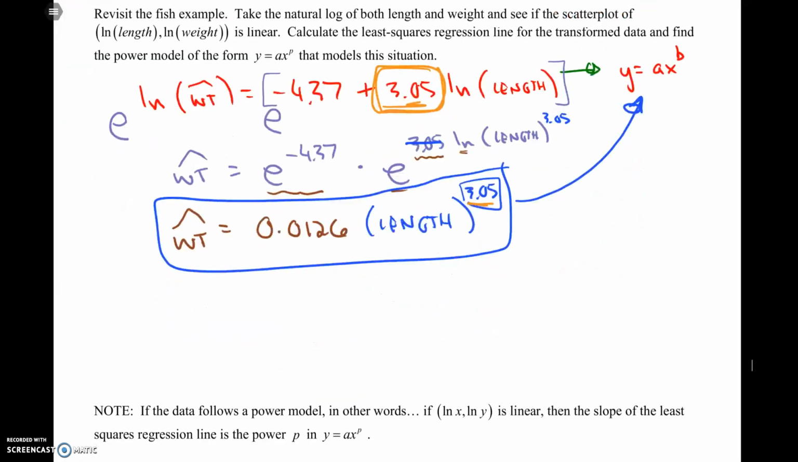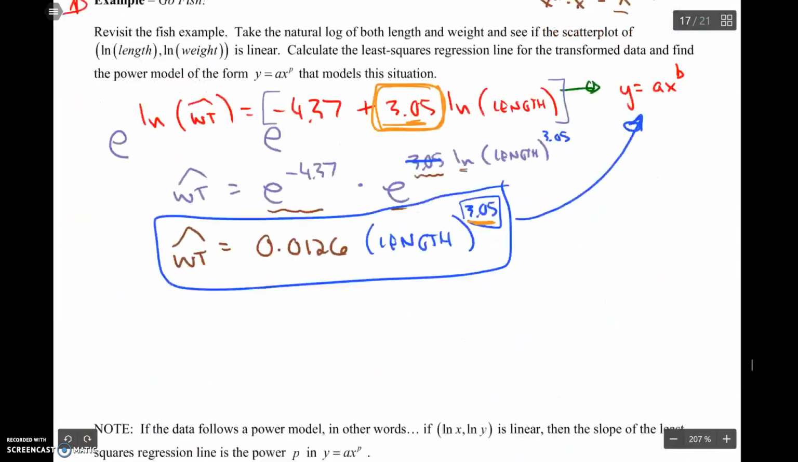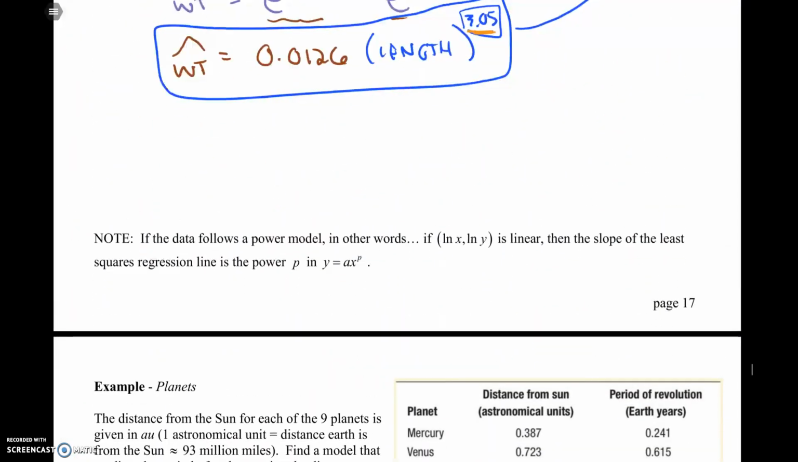You might have a little discussion about whether this 3.05 is the best power model, or whether the one where we cubed the length is a better model. It's arguable. Okay?